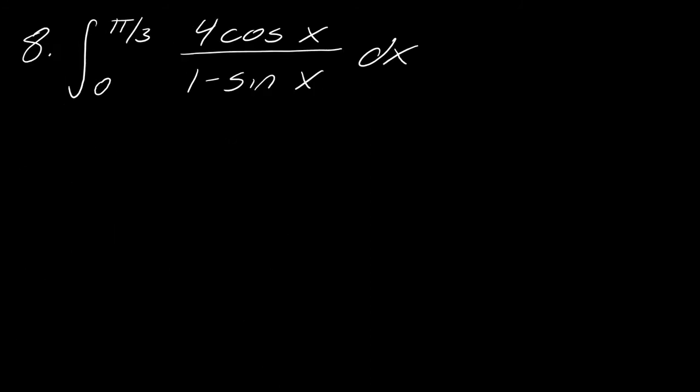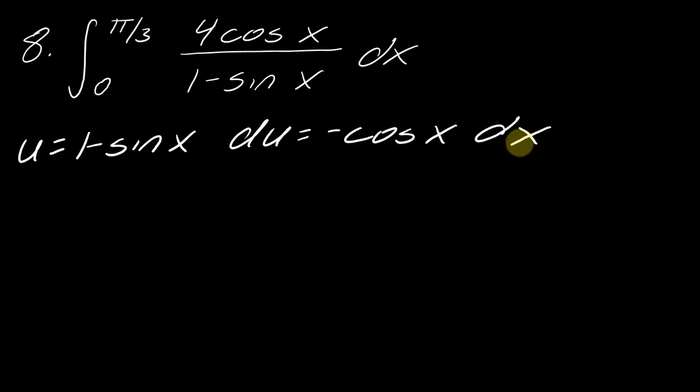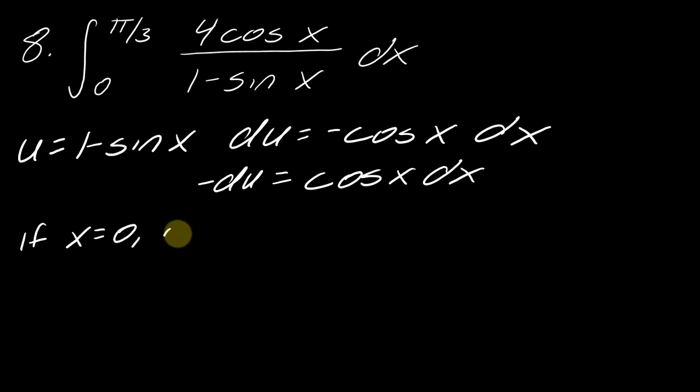Okay, so for number 8, this is another substitution problem. For this one, my u is going to be 1 minus sine of x, and then my du will be negative cosine of x dx. And notice that in the actual problem, I've only got cosine x dx. I don't have the negative. So I'll just multiply both sides by -1 to get negative du equals cosine of x dx. Then, if x equals 0, we'll have the case that 1 minus sine of 0 is just going to equal 1.